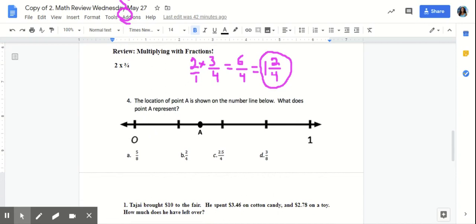For our next problem, the location of point A is shown on the number line below. What does point A represent? So we already know that our number is between 0 and 1. Let's look at our answer choices here. Answer choice A is 5/8.